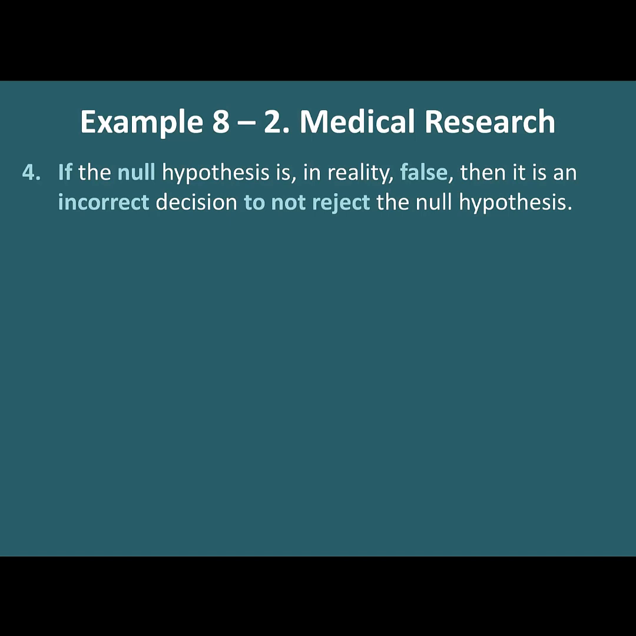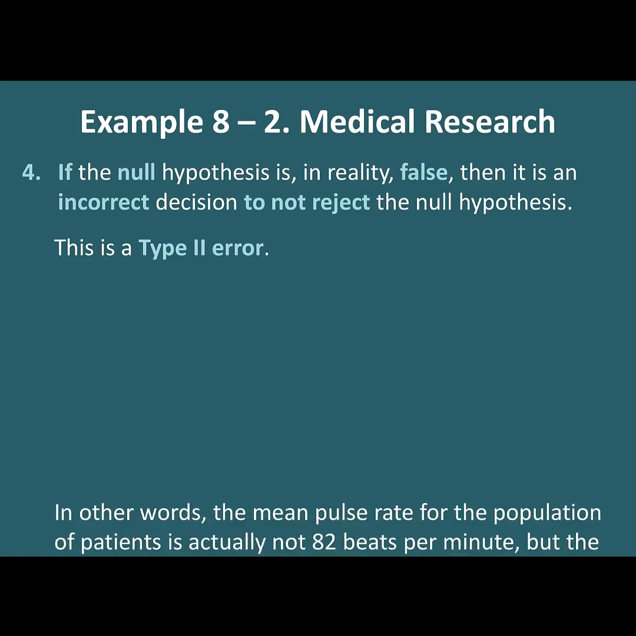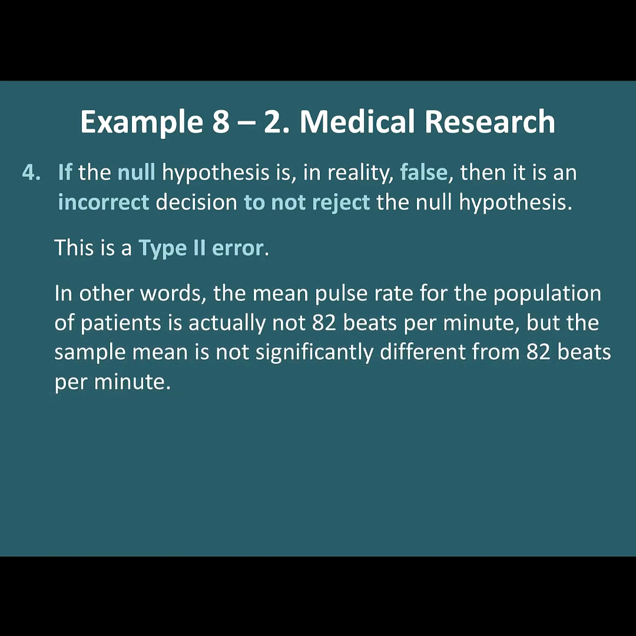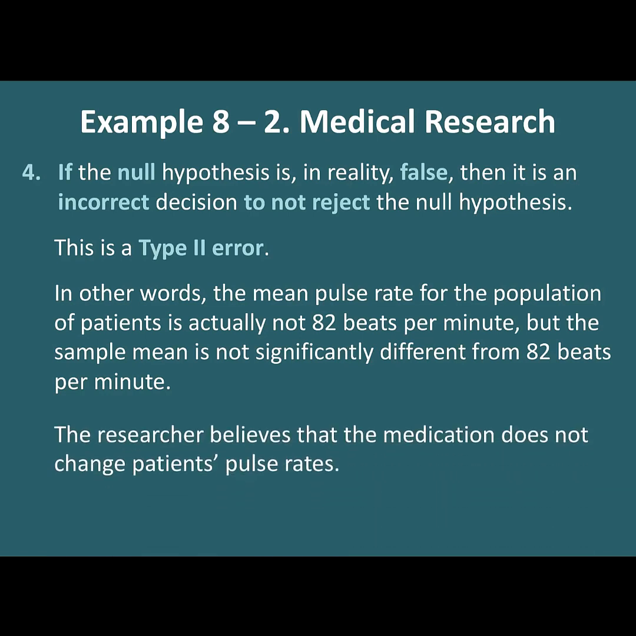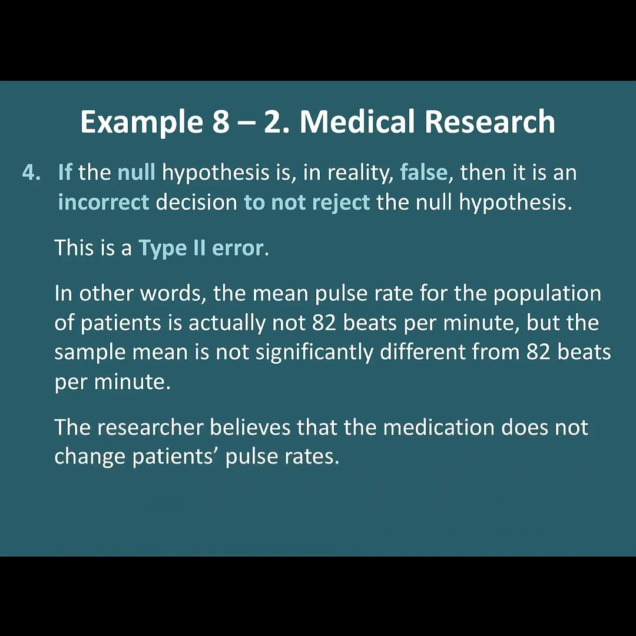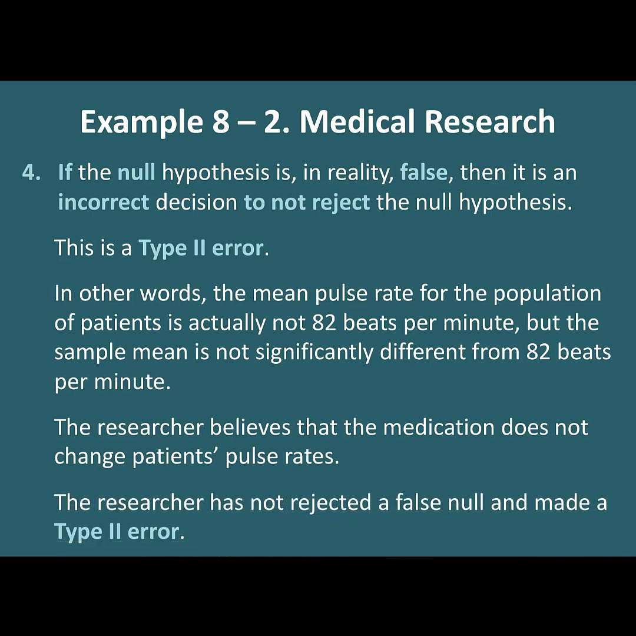And finally, if the null hypothesis is in reality false, then it would be an incorrect decision not to reject the null hypothesis. This is a type 2 error. In other words, the mean pulse rate for the population of patients is actually not 82 beats per minute, but the sample mean is not significantly different from 82 beats per minute. The researcher believes that the medication does not change patients' pulse rates. The researcher has not rejected a false null and made a type 2 error.